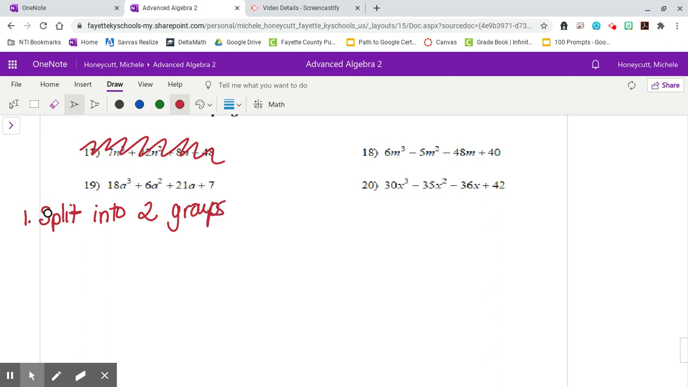So I'm going to try this one that says number 20. So I have a group here and a group there. Okay, step 2. You're going to factor out the greatest common factor from each group.